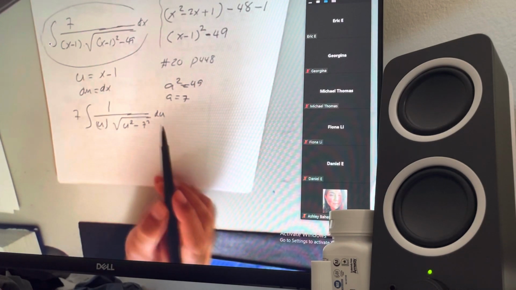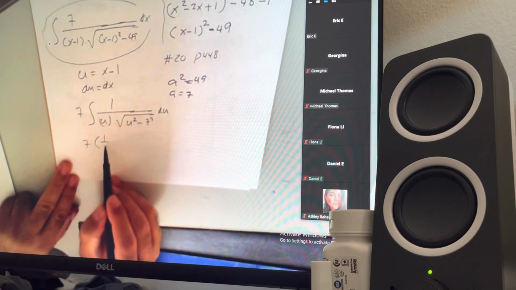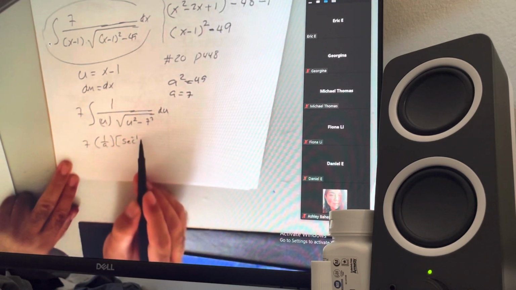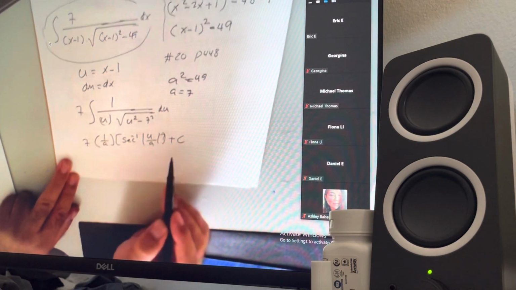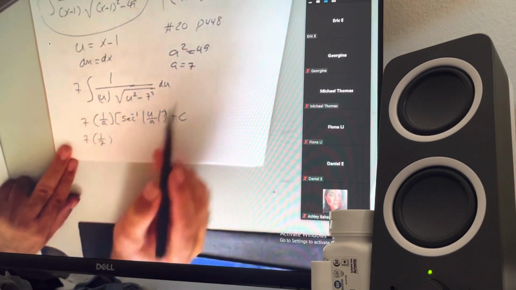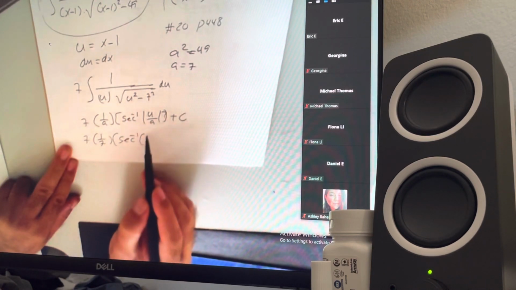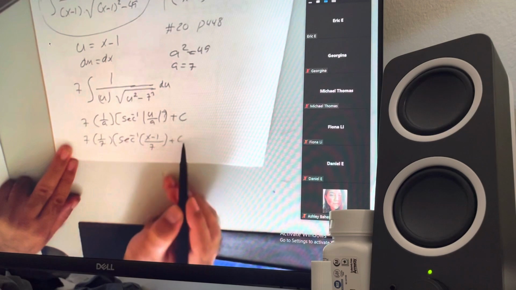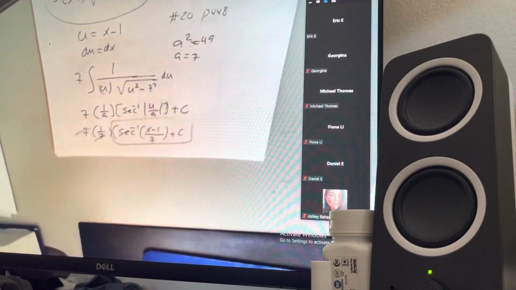So we can apply the formula. The 7 will stay outside. The formula is 1 over a multiplied by secant inverse of u over a, plus a constant. So you have everything to plug in. You have 7 here, this is 1 over 7, and this will be secant inverse, where u is x minus 1 and a is 7, plus the constant. And the 7 cancels with the 1 over 7. So the final answer is right there.